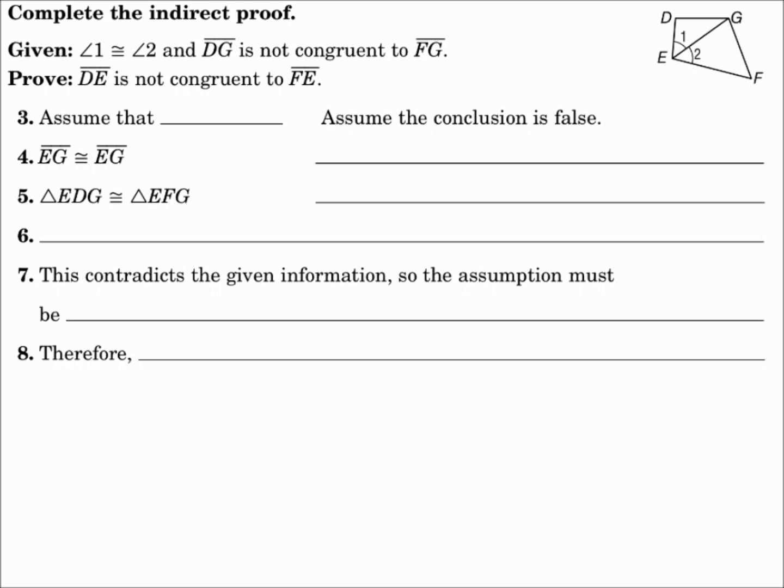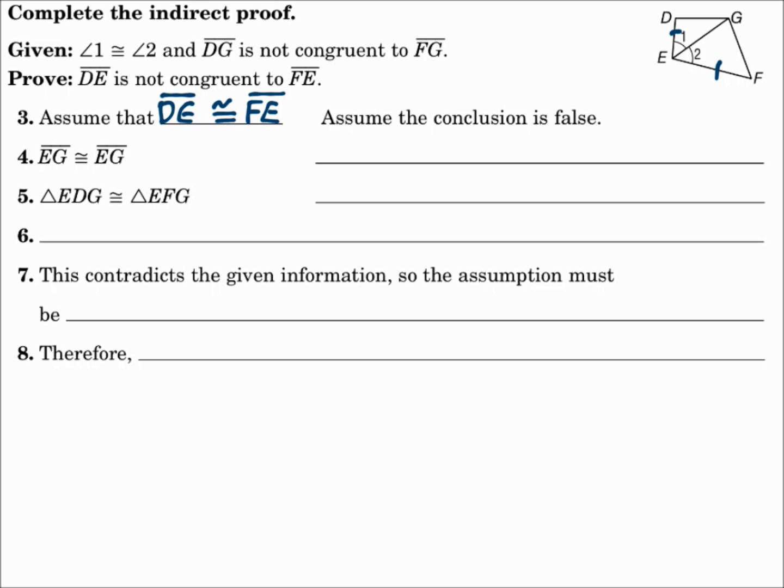So start by assuming that the conclusion is false. The conclusion says segment DE is not congruent to segment FE. So let's assume that segment DE is congruent to segment FE. So now we have a pair of congruent sides and a pair of congruent angles. What else do you know about these two triangles?